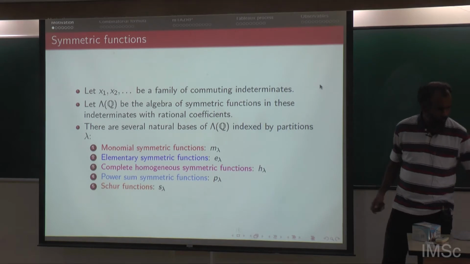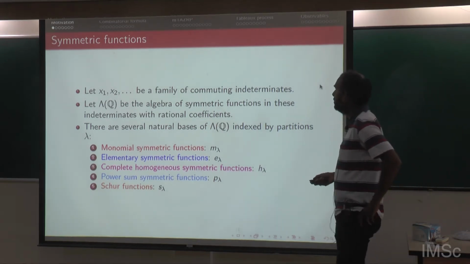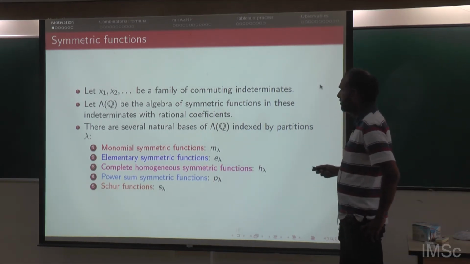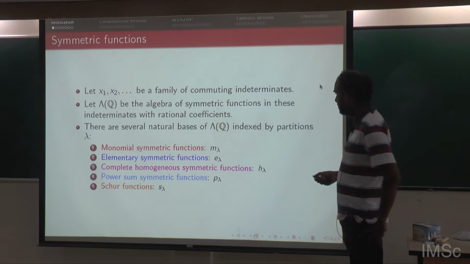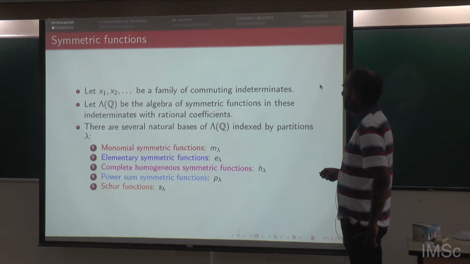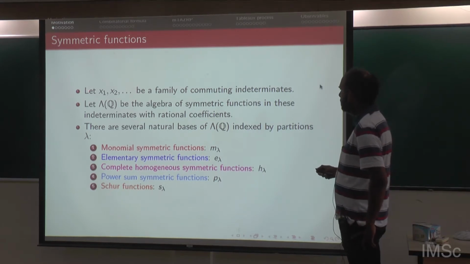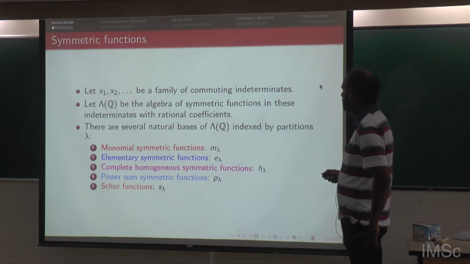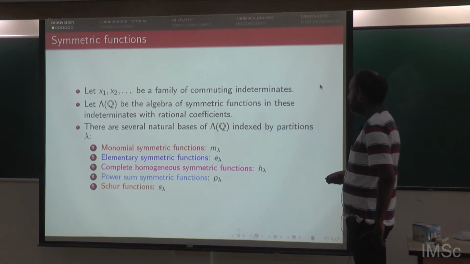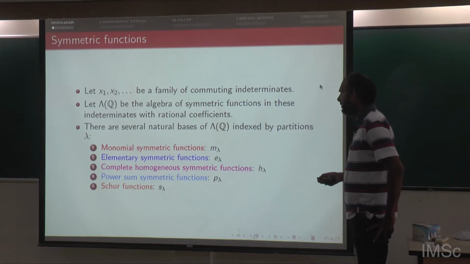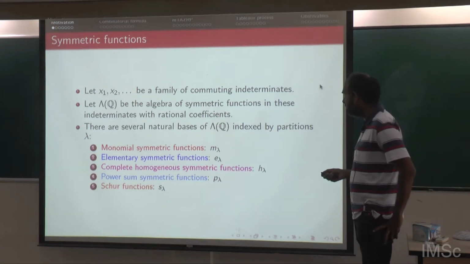Let me just go through the basics of symmetric functions. I'll go pretty fast because I assume most of you are familiar with this. But of course, if there are any questions at any time, please feel free to interrupt me. Suppose we have a family of commuting indeterminates x1, x2, etc. Then you consider the algebra of symmetric functions with, let's say, rational coefficients. This is a vector space, and it's graded by degree, for example.